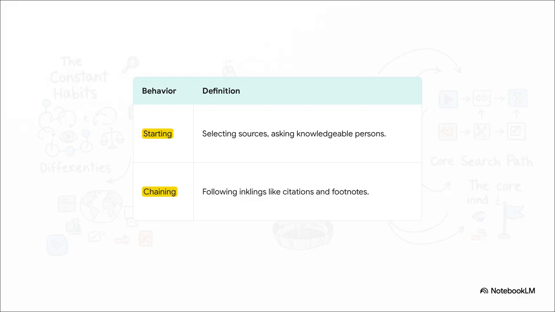Okay, let's break down those first two steps. Starting is pretty obvious. It's deciding you want to go to Italy and maybe asking a friend who's been for some tips. Then you get to chaining. This is when your friend mentions a great travel blog, you go to it, and that blog links out to a specific restaurant review, and you click it. You're following the chain of information.